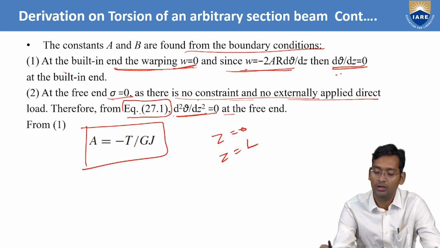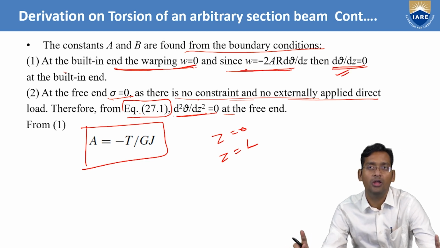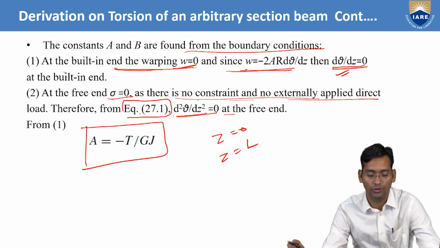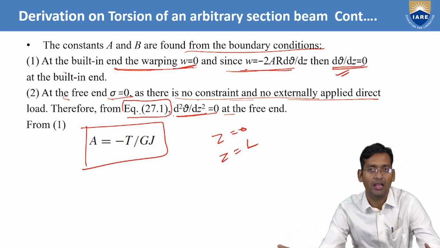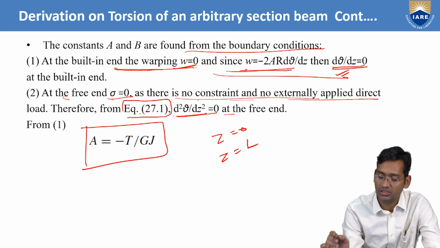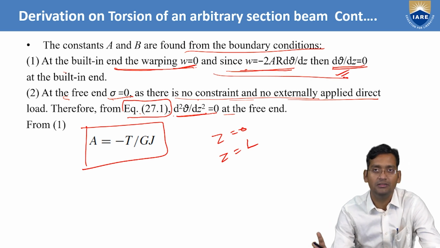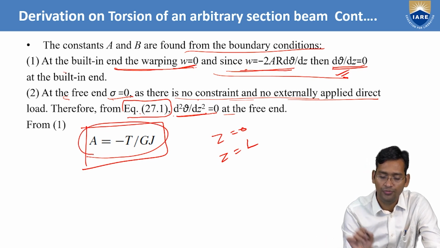So at that time, dθ/dz is equal to 0. That means at z equals 0, dθ/dz is 0. In the second case, at the free end, z will be equal to L, and hence dθ/dz at the free end is also 0. Once, after putting the first one, that is dθ/dz equals 0 at z equals 0, we will get A equals this.